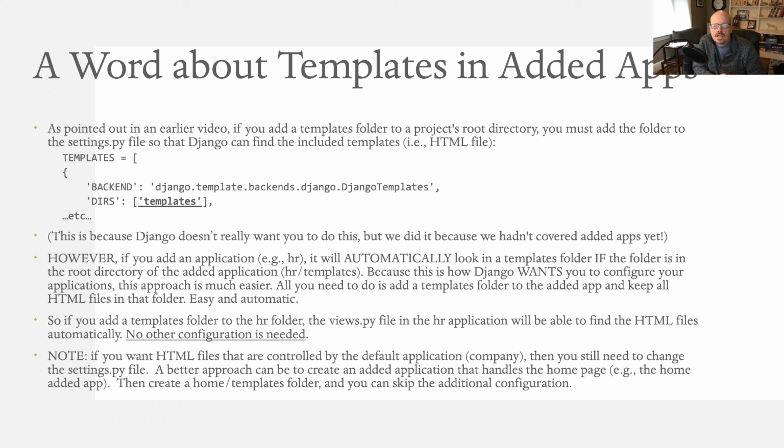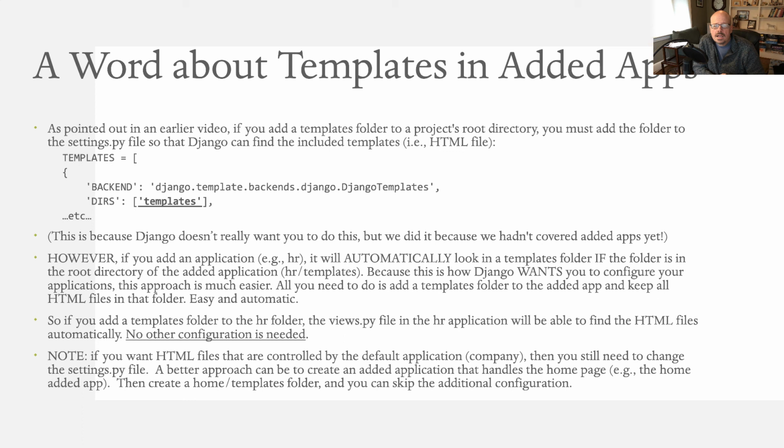So to review here, we have, for example, the default app called company. It's not a good idea to put our templates folder in the root or into the default application. It's much better to use the added applications. So HR is a good example. So you have your HR folder, which is your folder for your added application. If you add a templates folder inside that HR folder and then put your HTML files in the templates folder, Django will find them automatically. It's much, much easier to find in that situation.